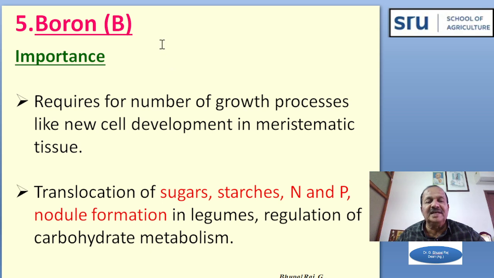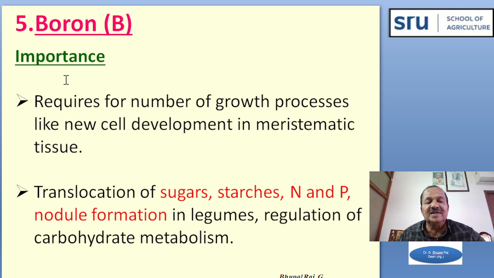And the next very important element, after zinc, is iron, and boron. It is very important. Nowadays boron deficiency is coming up, a micronutrient deficiency in different crops.